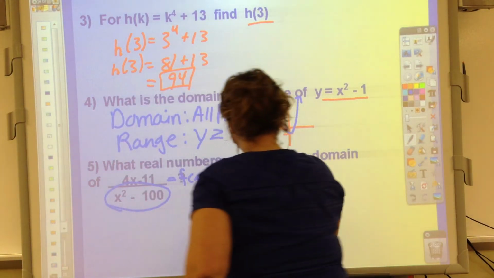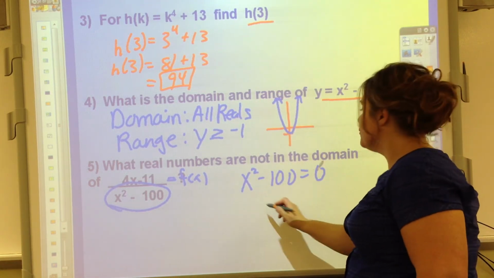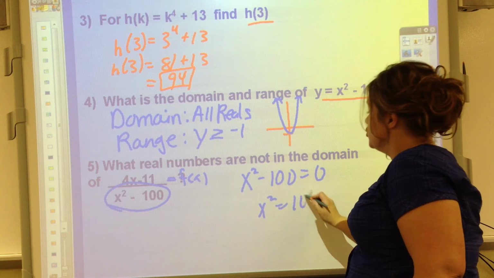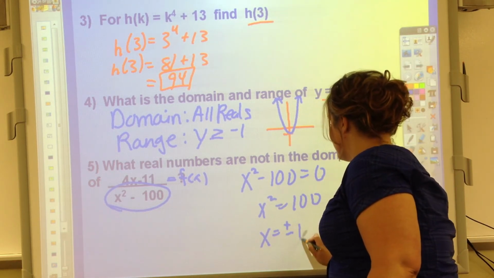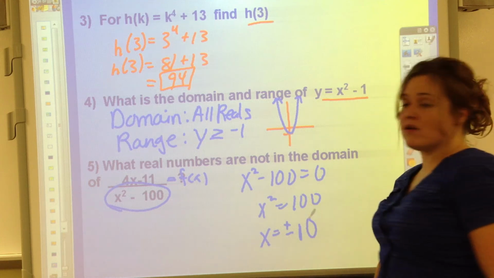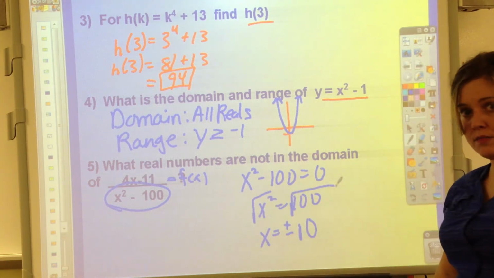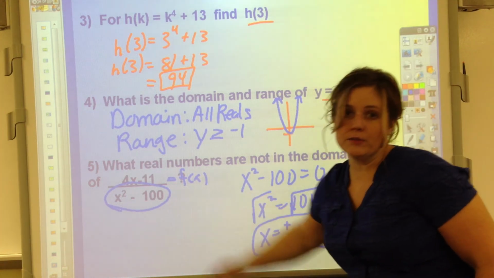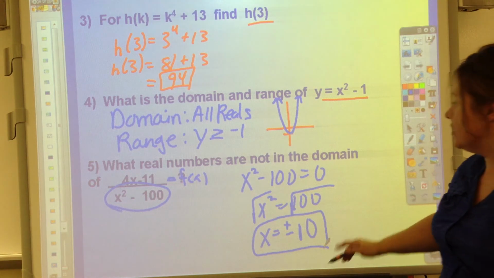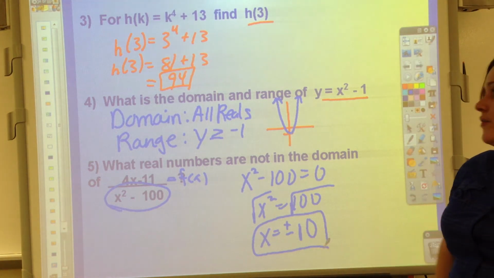So if I set this denominator up equal to 0, I would add 100 to both sides, square root both sides. If x is either 10 or -10, once I square root, I'll get two solutions, right? Positive and negative. If either of those are true, my denominator is going to be 0, and that can't happen. So these are the values not in the domain. A little different wording on the question.